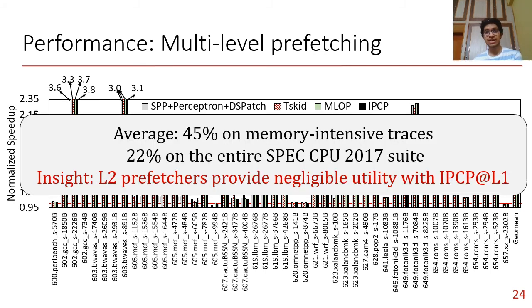On average, IPCP provides 45% performance improvement over a baseline with no prefetching on memory-intensive traces and 22% improvement on the entire Spec CPU 2017 suite. Adding additional prefetchers at the L2 along with IPCP at the L1 provides negligible utility.